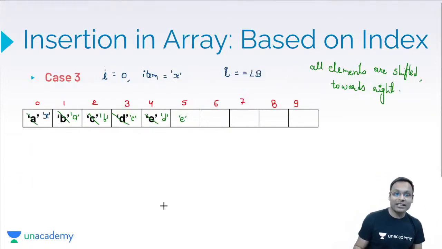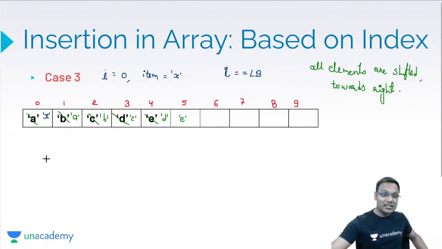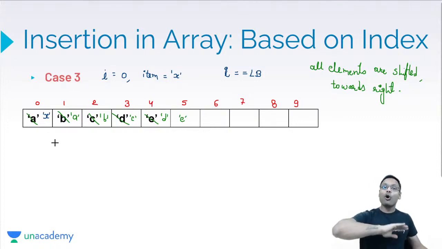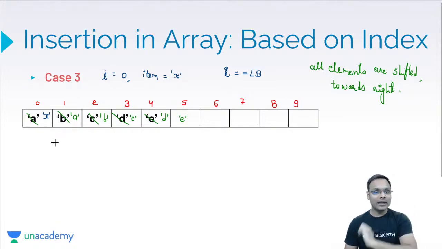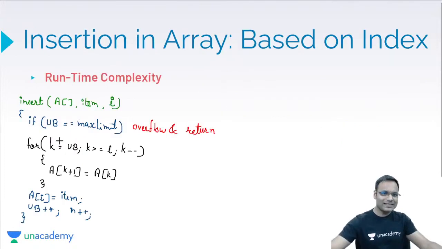If I am having case number 3, that is the worst case, when I will have to shift all the elements, all n elements, in that case the loop runs n times. So what should be the complexity? The runtime complexity I will write as big O of n.